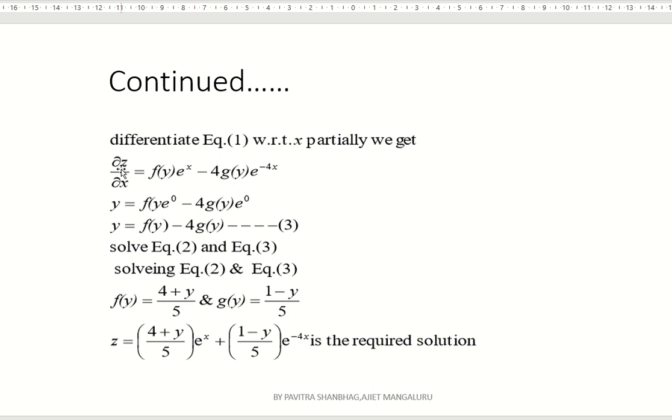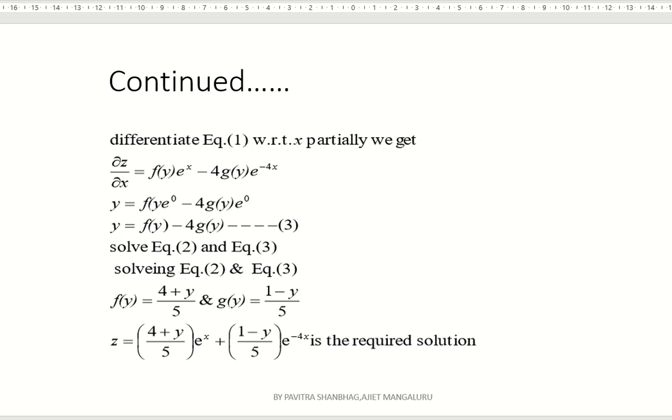So ∂z/∂x = f(y)e^x − 4g(y)e^(−4x). Now replace the value of ∂z/∂x, that is y. So ∂z/∂x replaced by y equals f(y)e^0 − 4g(y)e^0. e^0 is 1. So f(y) − 4g(y) = y.